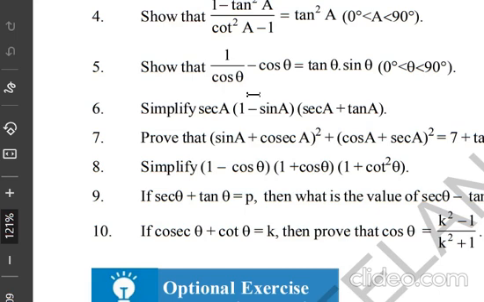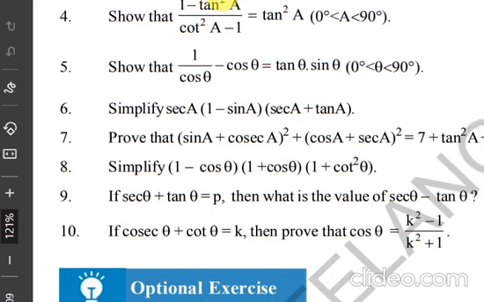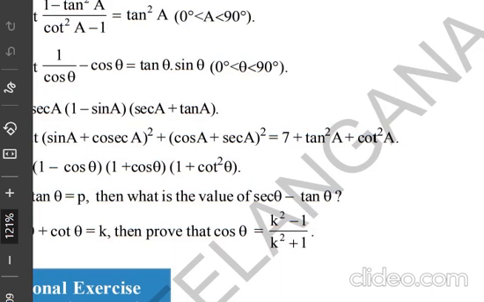Prove that sin A plus cosecant A whole square plus cos A plus secant A whole square is equal to 7 plus tan square theta plus cot square theta.